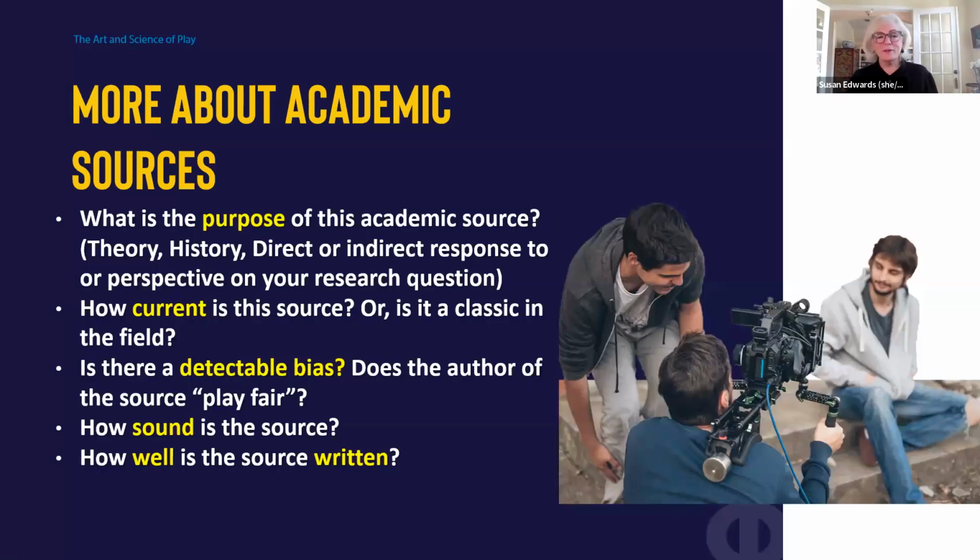All right, so some more about academic sources. Here are some questions you can ask, and these might be things that you journal about as you're thinking about your sources. So, what was the purpose of the academic source? You're going to see from the authors what the purpose is, what the thesis statements are. Were they being theoretical, historical? Are they directly or indirectly responding to a perspective? And are they connecting to your research question? Of course, they didn't write with your research question in mind, but you want to see, are they working within your research question? Then how current is the source?